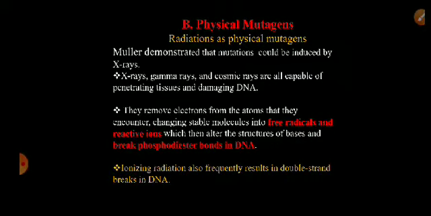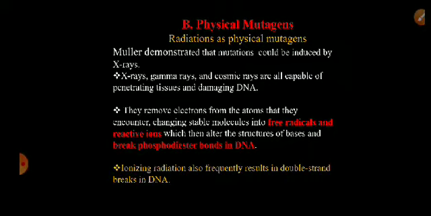Right. So now let us discuss the second type of mutagen, that is physical mutagens. So radiations are generally the physical mutagens. High energy ionizing radiations like X-rays or gamma rays, and UV rays, both are the radiations which are responsible for causing mutations. So radiations as physical mutagens.